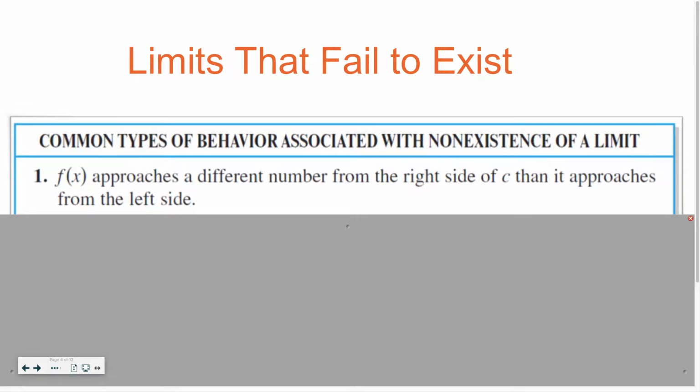to give you pictures for each one of these. Okay? So the first one. Our function is approaching a different number from the right than from the left. Write it down, I'll give you a picture. The function value approaches a different number from the right side than the left.